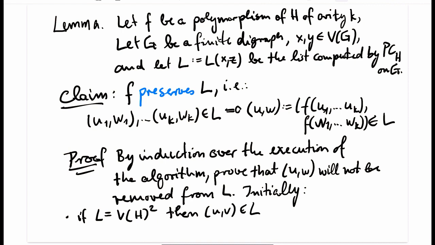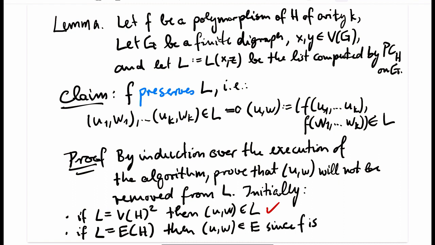Initially, we have to distinguish two cases. If L is the set of all pairs of vertices of H, then in particular the pair (u, w) is in L and there's nothing to be shown. The other case is that L equals initially the set of edges of H. In this case, (u, w) is the result of applying a polymorphism to edges of H, so it must again be an edge by the definition of polymorphisms. So this is also easy.